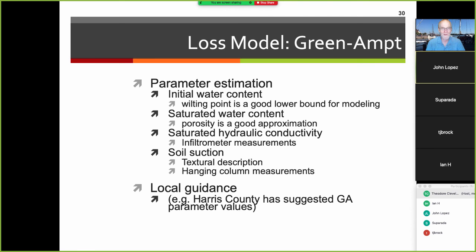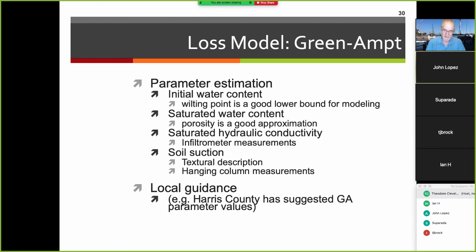So the estimation of parameters is fairly straightforward. Initial water content, a value you can use is the wilting point in your region. That's usually findable, may not be easy to find, but you can get wilting points for soils in a particular area. The saturated water content, porosity is a good approximation.